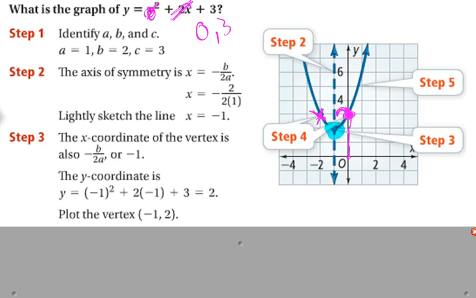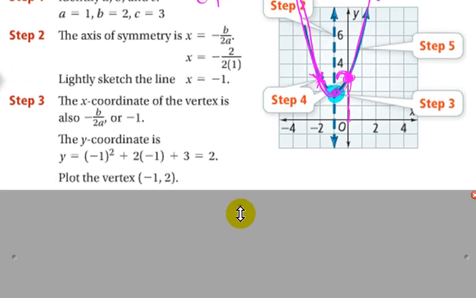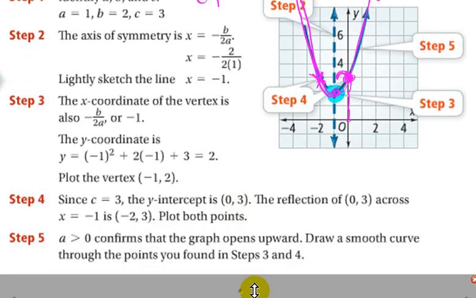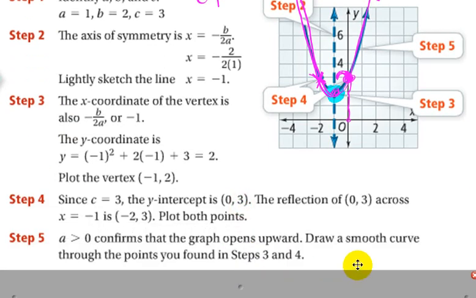Now we have 3 points, and we know it's upwards facing. These 3 points appear to create a parabola that's upward facing, so let's smoothly graph it now. And that's how you graph your parabolas. Okay? Any questions over that?